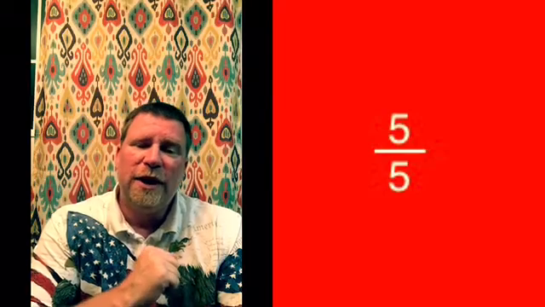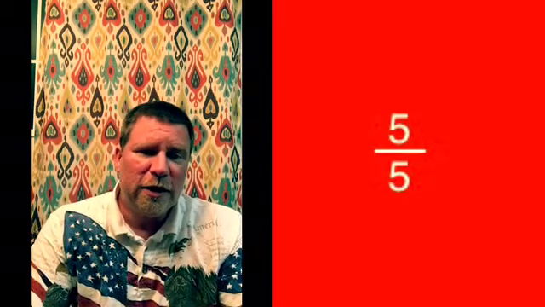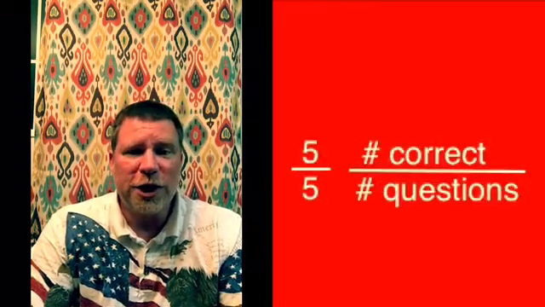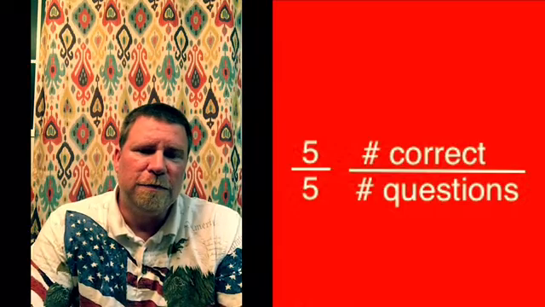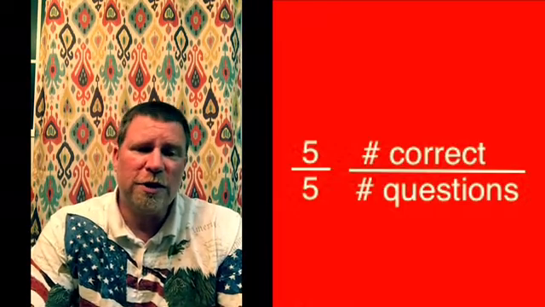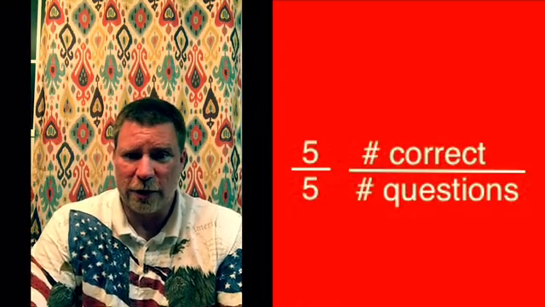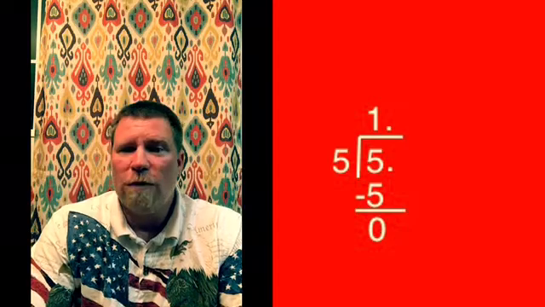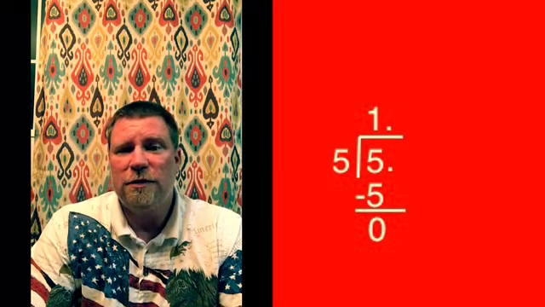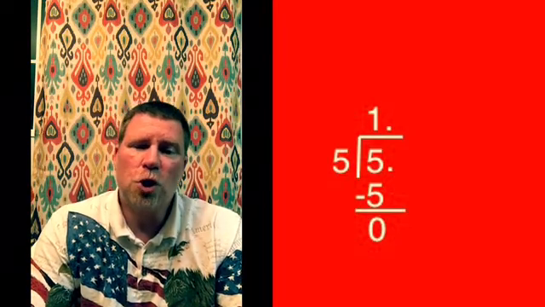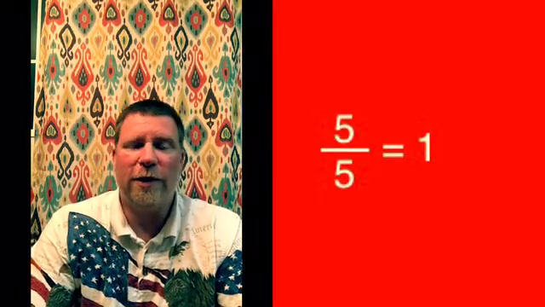Let's take a look at this ratio here, 5 over 5. That top 5, that numerator, represents the number of questions that you got correct. The denominator is also a 5. That 5 represents how many questions were on the test or the quiz. That can also be read as 5 divided by 5, the numerator divided by the denominator. 5 divided by 5 is 1. So your score would be a 1 on that quiz.